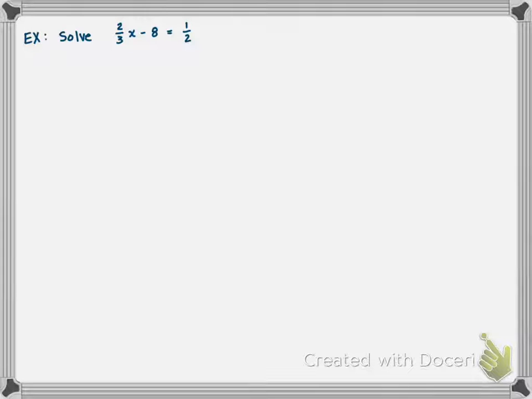If you think back to the first week of class, it was a while ago, but what's the first thing we did with these guys? We cleared the fractions, right? So we multiplied both sides by the LCM of the denominators over 1, because that allowed us to cancel all our denominators. So we did 6 times 2/3 x minus 6 times 8 equals 6 times 1/2.